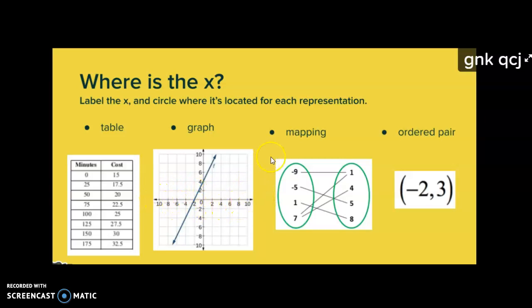Okay. On the mapping, draw an x above the left-hand side. You can circle those numbers if you'd like. Maybe highlight each of the different numbers on the x side. And then with an ordered pair, label which one is your x. You can underline it, you can circle it. We need to know where to find the x on each of these representations.